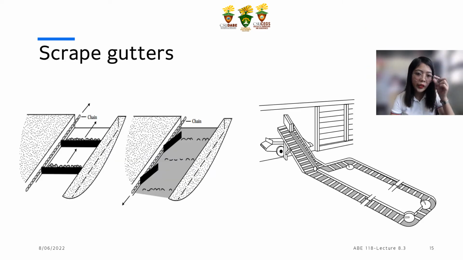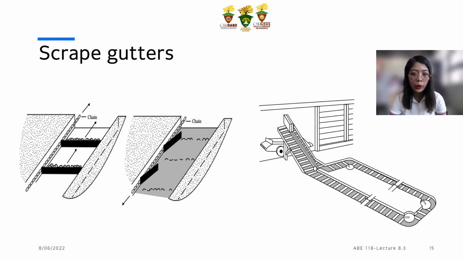So we have these scrape gutters. These are frequently used in confined stall dairy barns. The gutters are 16 to 24 inches wide and 12 to 16 inches deep, and generally do not have any bottom slope. They are cleaned using shuttle stroke or chain and flight gutter cleaners, like in this picture.